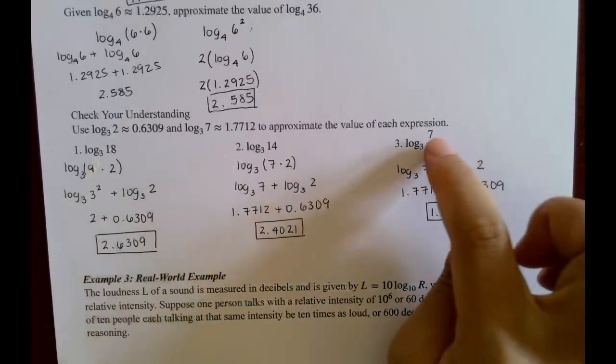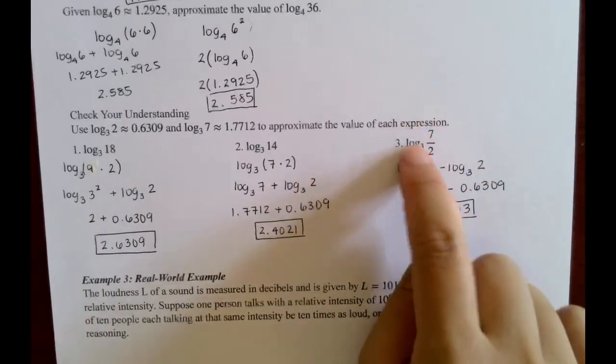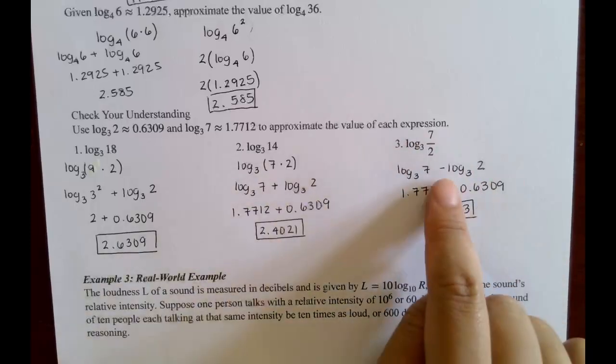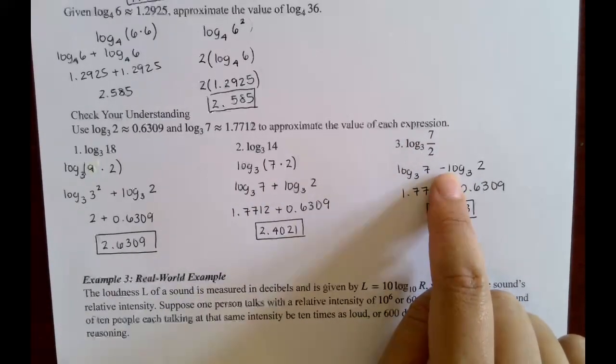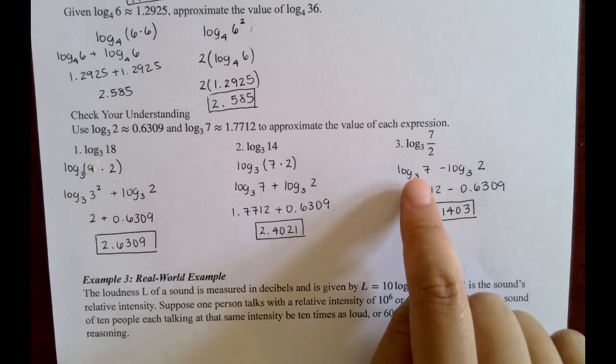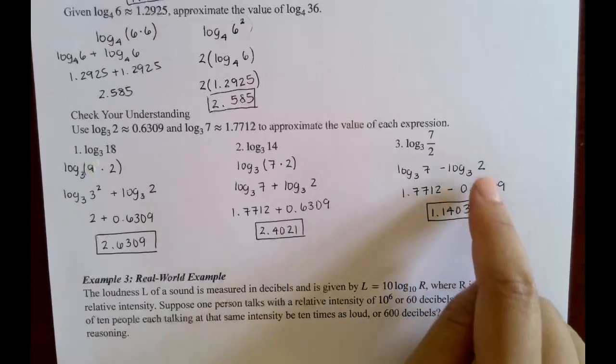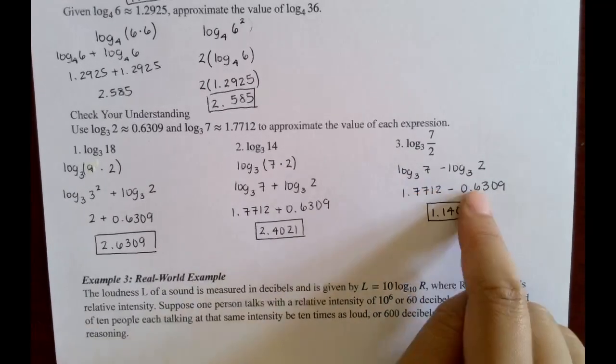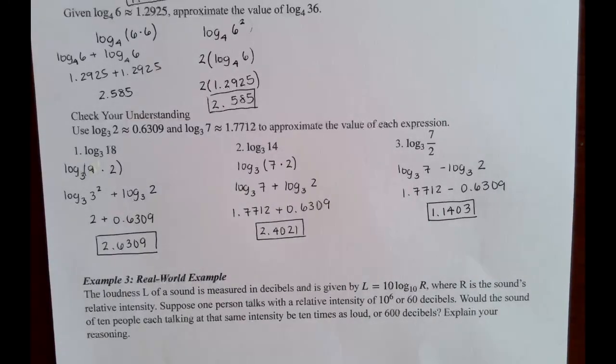Okay. And the last one here, I'm taking the log of a quotient. So using the quotient property, I can separate them using subtraction. So log base 3 of 7 minus log base 3 of 2. So that is 1.7712. This is 0.6309. Subtract them, and I get 1.1403.